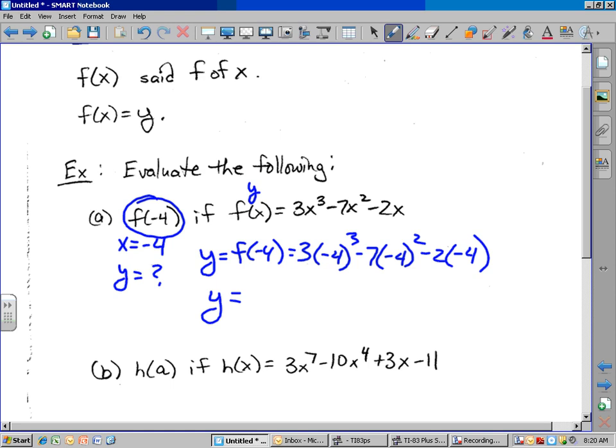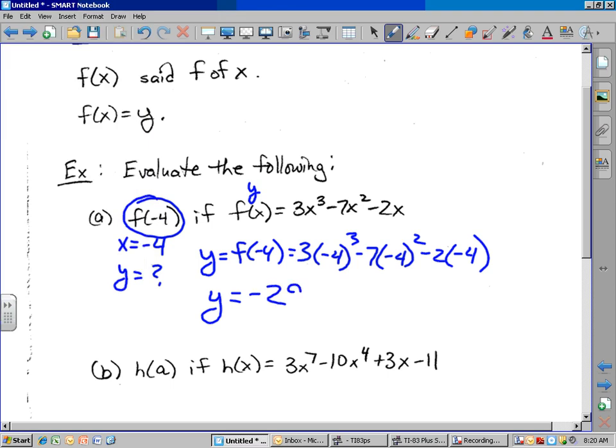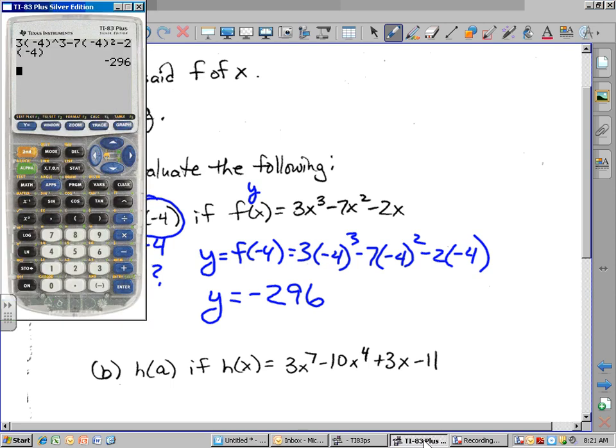I do. So let's type that in. So we got 3, and we're just going to type in exactly as we see it. Negative 4 to the third minus 7, negative 4 squared minus 2, parentheses, negative 4. Graphing calculator, very nice. I can type in exactly as you see it. We end up with negative 296. Right? Pretty sure that's what it was. Negative 296. Okay.